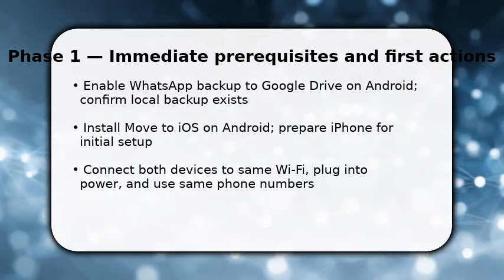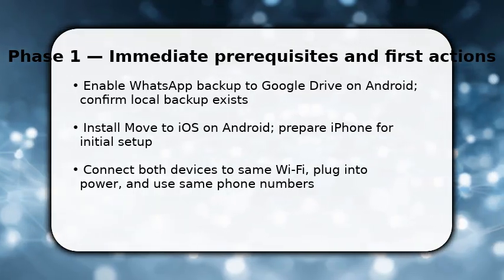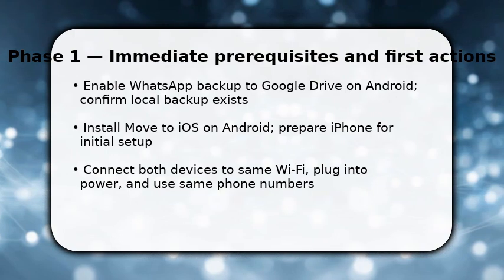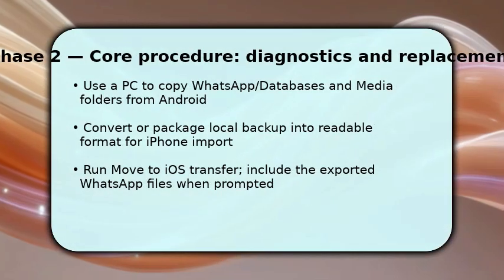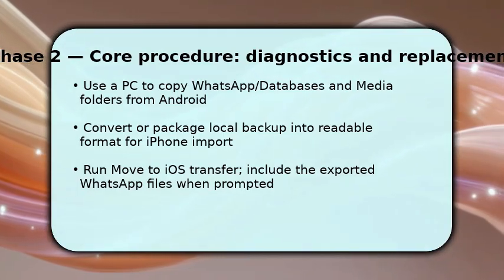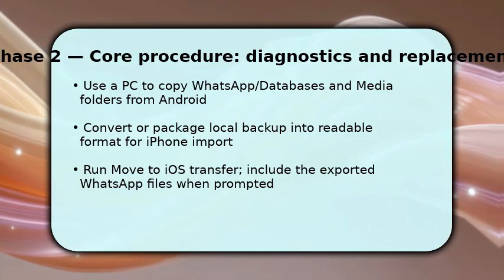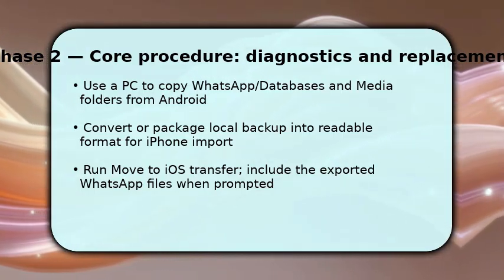This preserves transfer stability. You're preparing the raw data path, so verify storage access and WhatsApp version compatibility before moving on to extraction. Now you extract the actual WhatsApp files, connect Android to a PC, and copy the WhatsApp/databases and WhatsApp/media folders. This preserves messages and attachments.